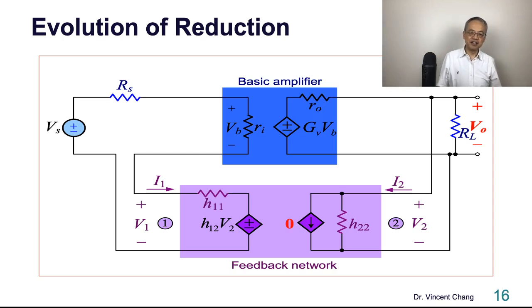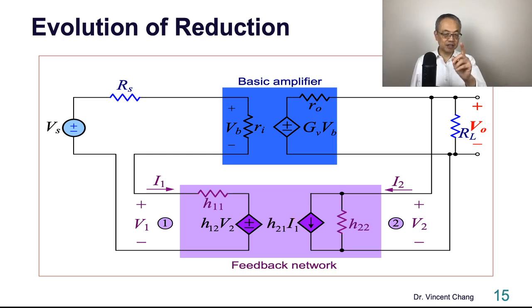The first one, let's neglect this. Because what was this? I said, what's the meaning of the third H parameter? It's the forward current gain.